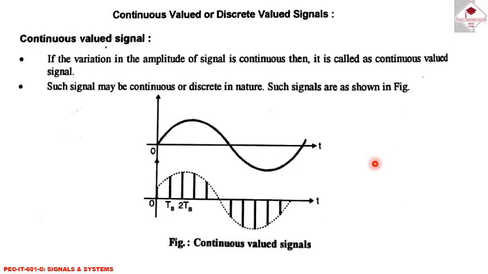Next is continuous valued and discrete valued signal. In the case of a continuous valued signal, if the variation of the amplitude of the signal is continuous, then it is known as a continuous valued signal. Such a signal may be continuous or discrete in nature. Such signals are shown in the figure. So this is a figure for a continuous valued signal.